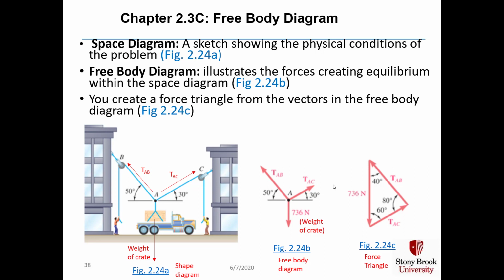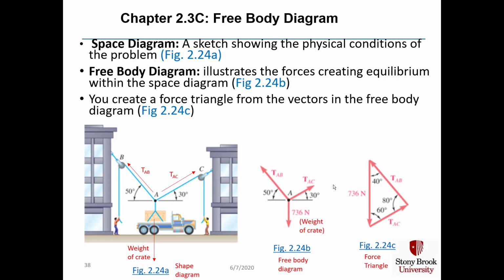And each of them is pulling down on their respective pulleys. The guy on the left is pulling down on a cable that is on pulley B and creating the force T sub AB between points A and B. And the guy on the right is pulling vertically down on the pulley at point C, which is creating the force T sub AC in between points A and C. And the free body diagram takes those two forces, T sub AB and T sub AC, and shows them in space at their respective angles of 50 and 30 degrees, and also shows the third force, which is the weight of the crate, which in this diagram is defined as 736 newtons.